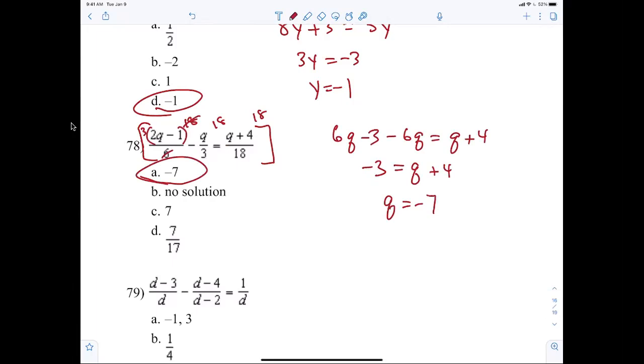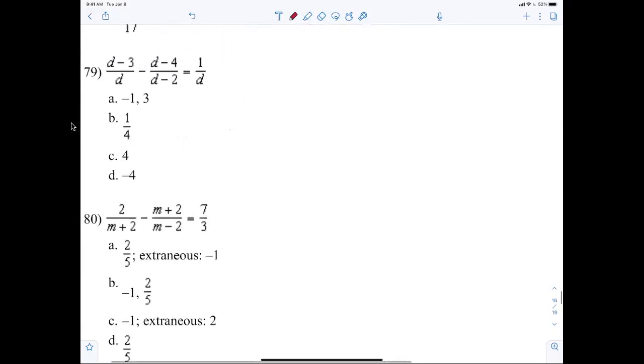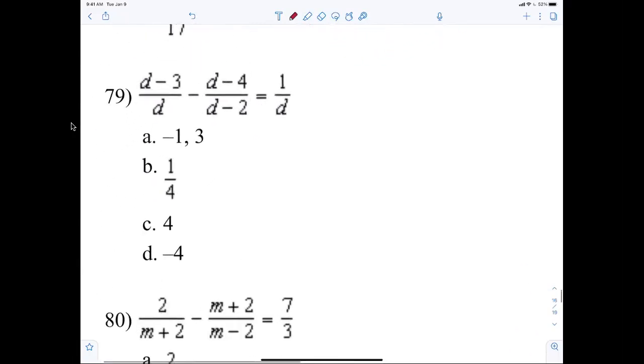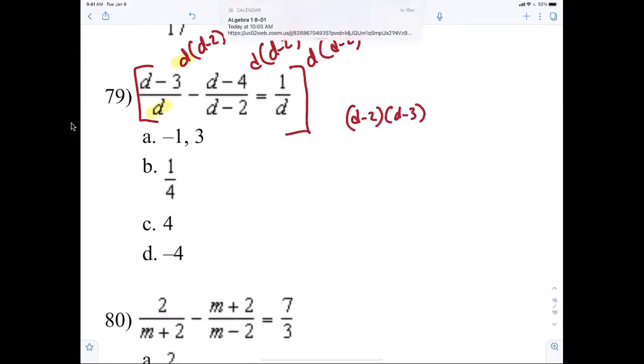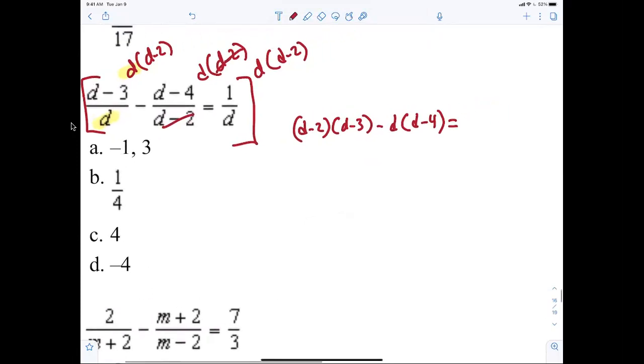All right, now 79 is where it starts getting annoying. The last two are not a big deal, but the common denominator is d times d minus 2. So now when you multiply, the d's cancel. So you have d minus 2 times d minus 3, minus, the d minus 2's cancel, so it'd be d times d minus 4, equals, the d's cancel, d minus 2.